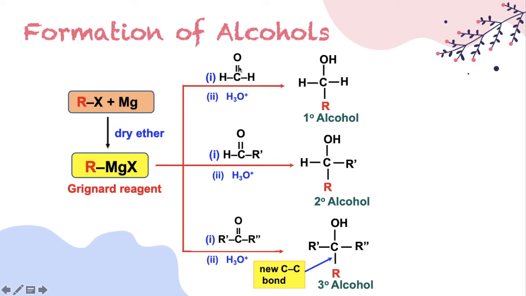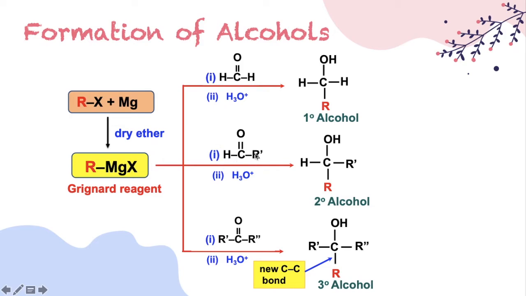So break this one double bond to O, and form a C single bond to R. R is the R from the Grignard reagent. So the R from the Grignard reagent is the R from the haloalkane. It's this R.